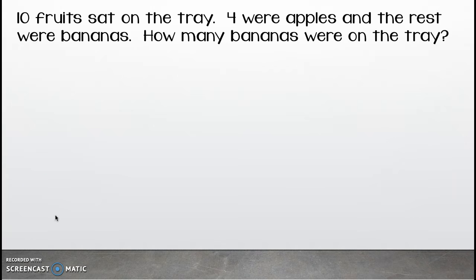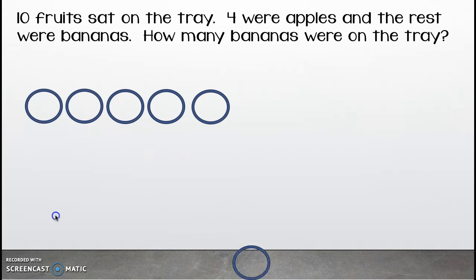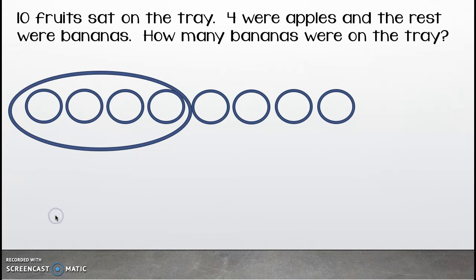Okay, let's see what you did. 1, 2, 3, 4, 5, 6, 7, 8. Whoops, 9, 10. Whoops, I got that out more a little bit. So I had 10 fruits that were on the tray, and then 4 were apples, so that's why I circled with 4. Does your picture look kind of like mine? Oh, good. If yours is super duper organized like mine is, can you go ahead and give yourself a pat on the back, because that's really impressive.